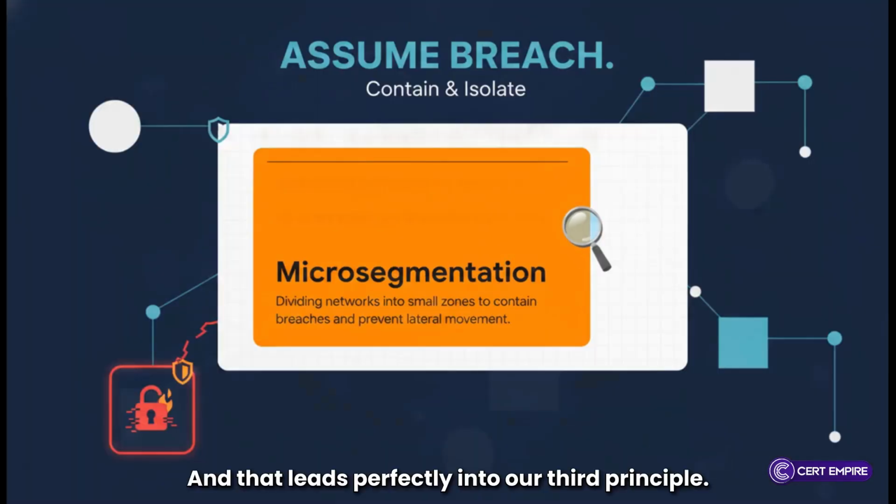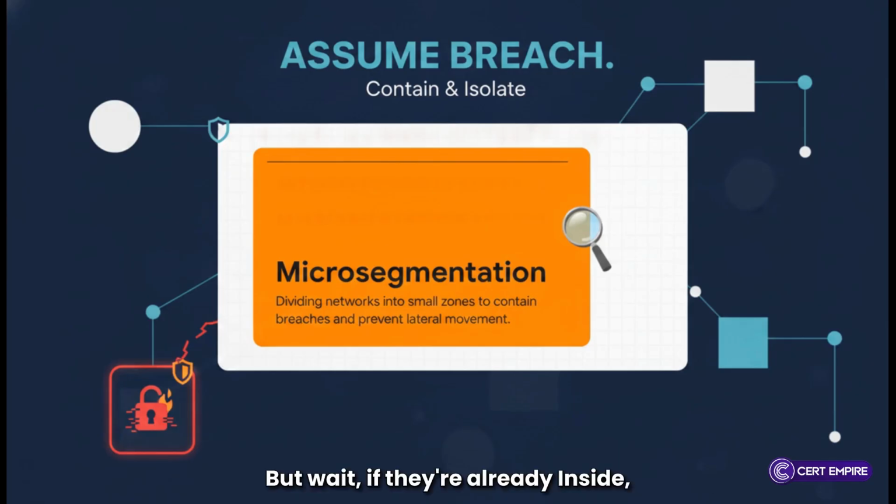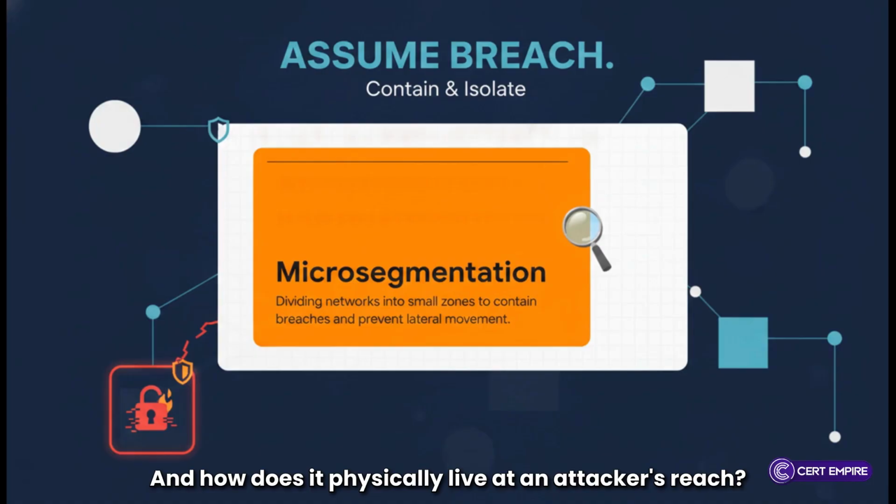And that leads perfectly into our third principle, assume breach. You literally have to build your architecture expecting that cyber adversaries are already inside your systems. But wait, if they're already inside, how do we actually stop them? Like, what does microsegmentation mean, and how does it physically limit an attacker's reach?